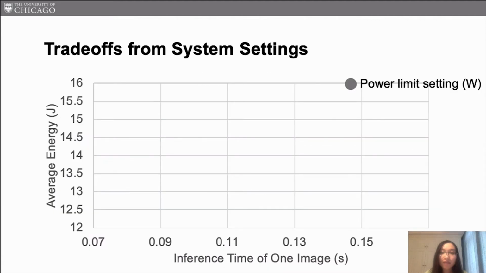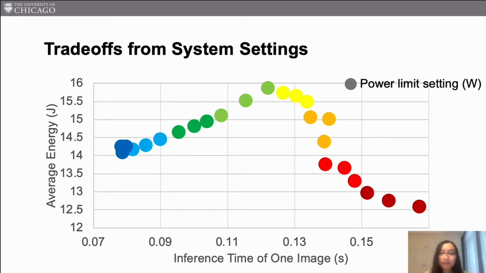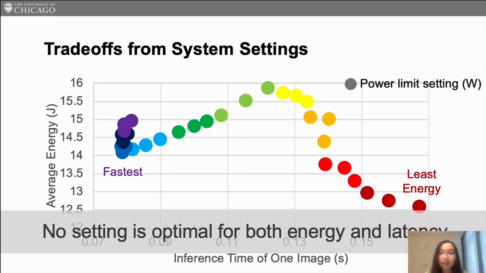Then what are the trade-offs from system settings? Given a fixed period of time, we measure the energy consumption under different power settings. Note that after finishing the DNN inference, the system is still working and consumes energy. We will use colors from red to purple to represent power caps from low to high. Here is the setting which consumes the least energy. And here are the settings which finish computation fastest. We can see that no setting is optimal for both energy and latency.